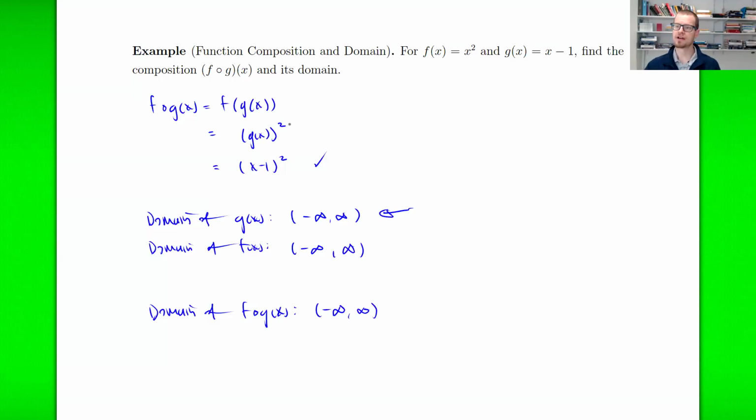Again, just as a reminder, first x has to be in the domain of g, so that way I can plug it into g. Then what I get out of g of x has to be in the domain of f. In this case, I can plug anything I want into g. Whatever I get out, I indeed can plug into f, so there's no concern.